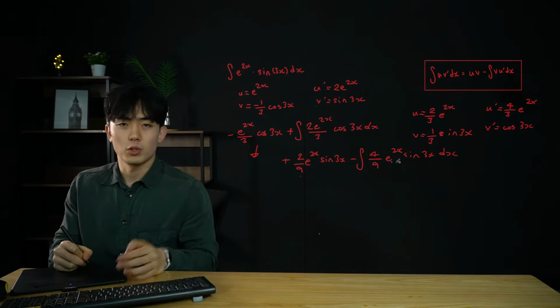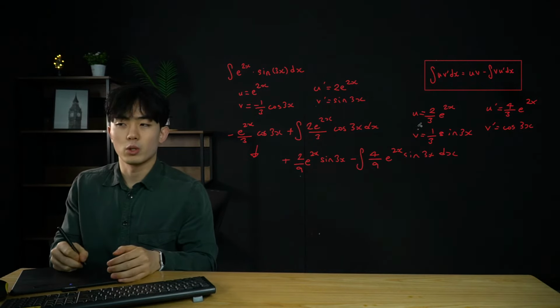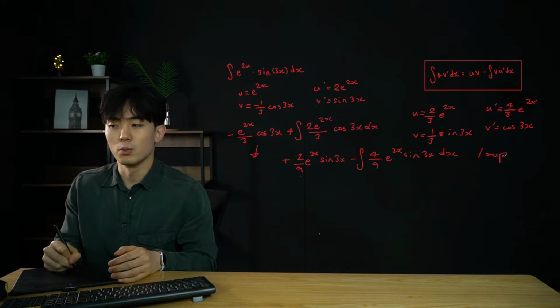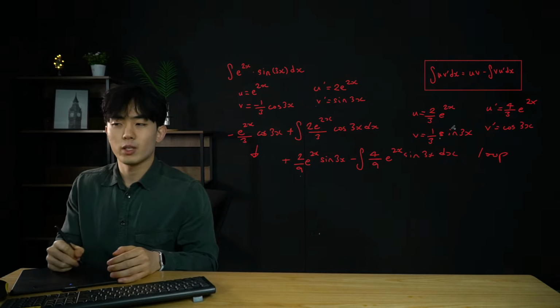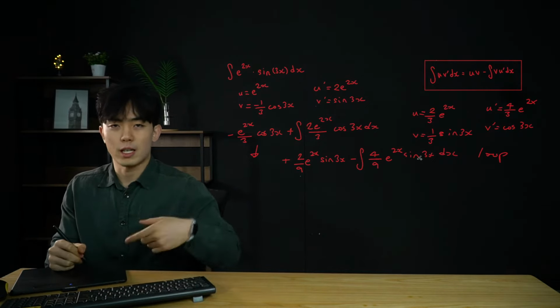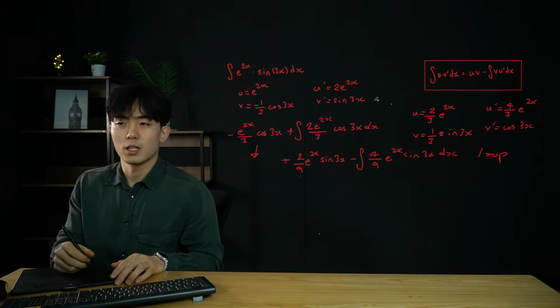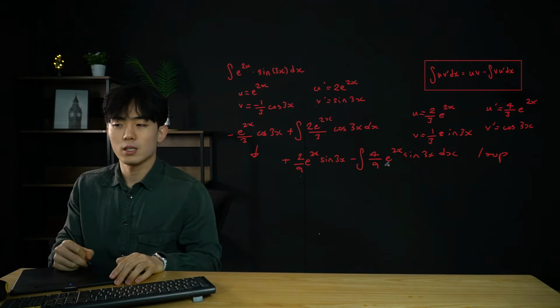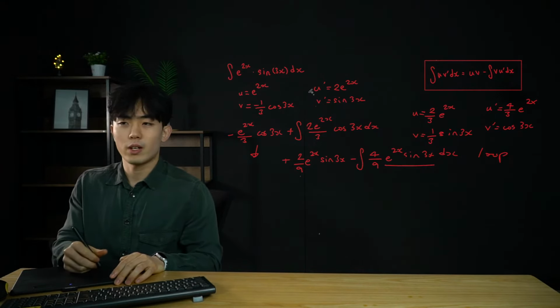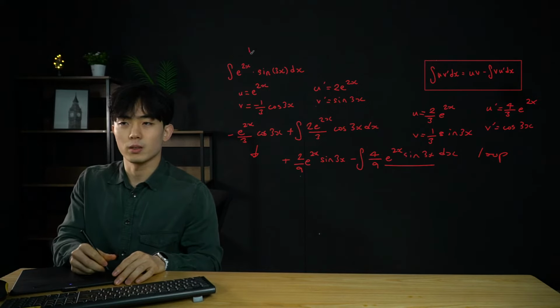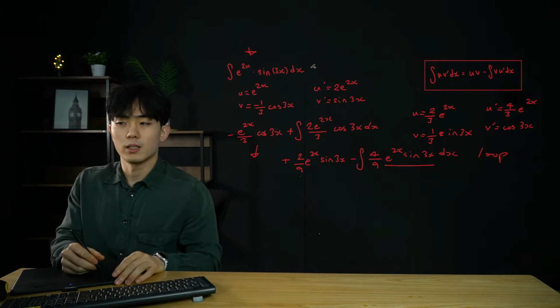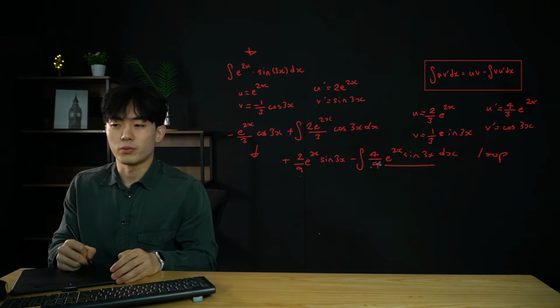We're still left with two functions of x, okay? So this is what we call a loop. So the integral is looping. If we keep doing integration by parts, all we're going to do is keep looping and looping and looping. So what we should understand is, this term here is very similar to our original integral here. In fact, it's exactly the same apart from this 4 over 9.